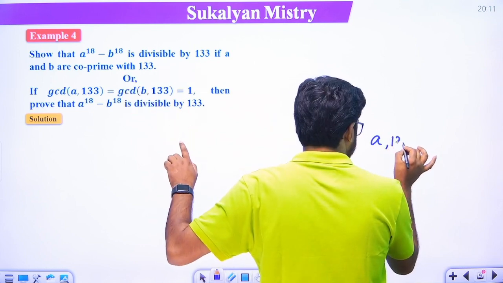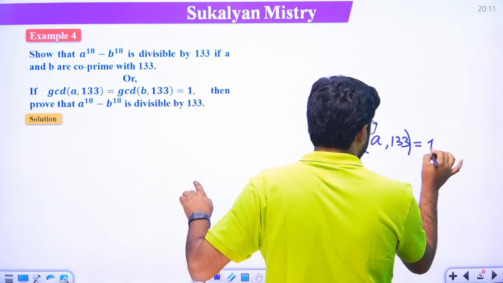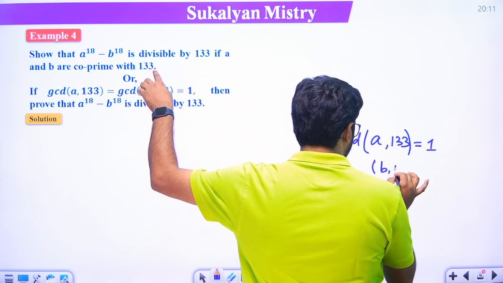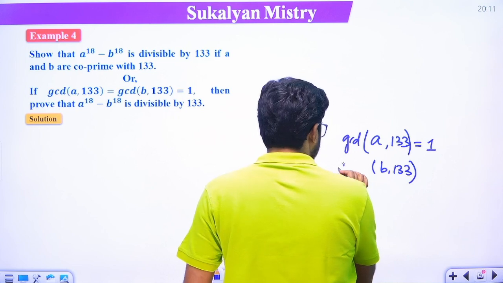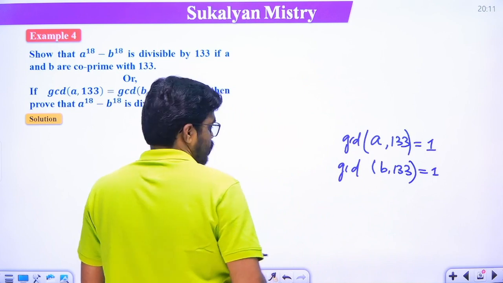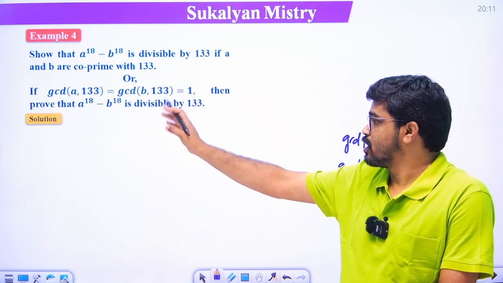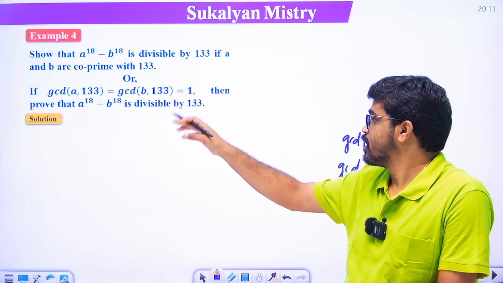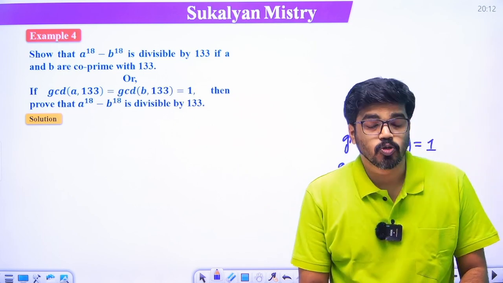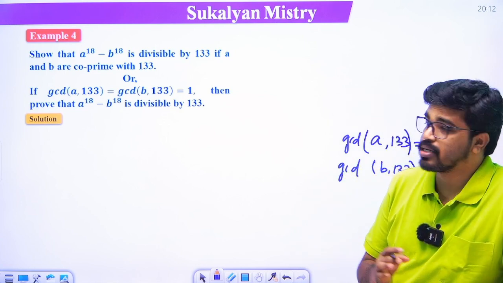It is given that a is prime to 133, that means GCD of a and 133 is 1. b is co-prime with 133, that is GCD of b and 133 is 1. So the problem can also be stated this way: if GCD of a and 133 is 1 and GCD of b and 133 is 1, then prove that a to the power 18 minus b to the power 18 is divisible by 133. So these two problems are similar.